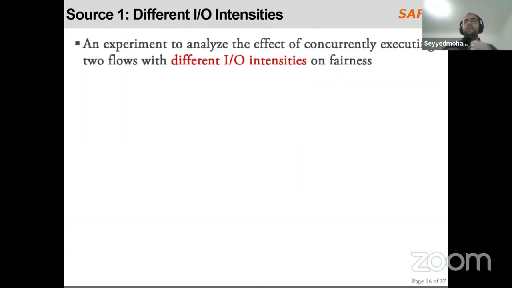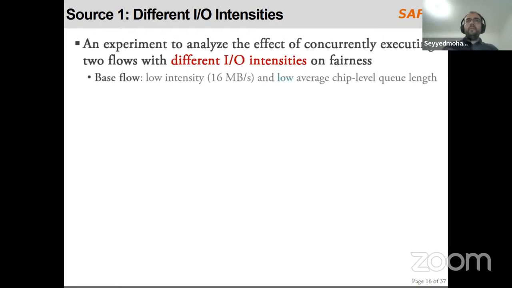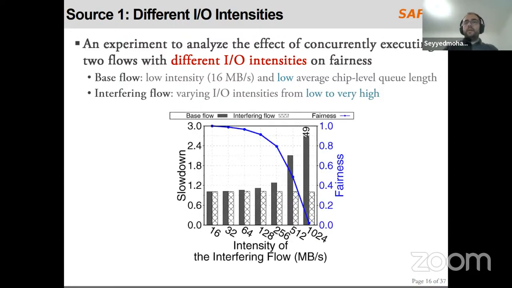As a result, when we are running two workloads with two different IO intensities, they can interfere with each other. To evaluate that, we did an experiment to analyze this scenario, with two flows of different IO intensity. We have a base flow, which has low intensity, 16 megabytes per second, and as a result has low average chip-level queue lengths. And we have an interfering flow whose IO intensity we vary from low to very high. In this figure, we plot the slowdown for the base flow and the interfering flow, and also the fairness.